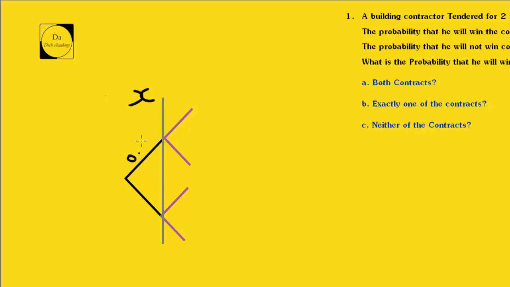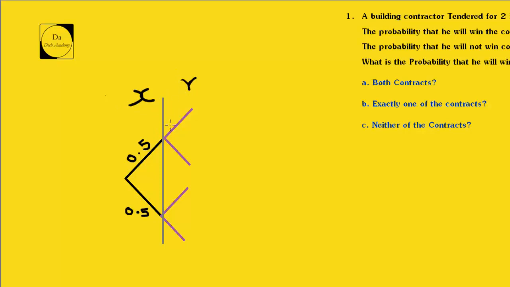Wow, what's going on here? Either you win or you don't win. As we determined just a few seconds ago, the probability of winning contract X is 0.5, and the probability of not winning is 0.5 as well. Now we move to event Y.